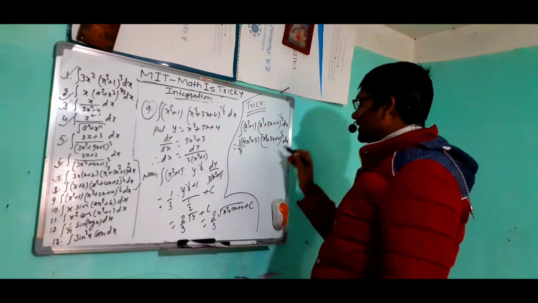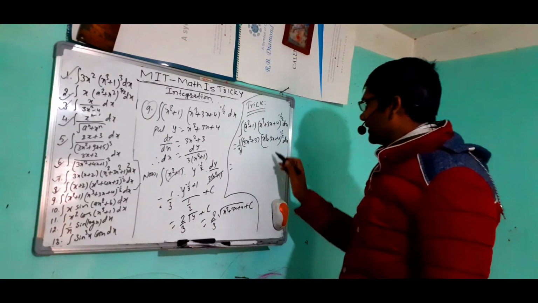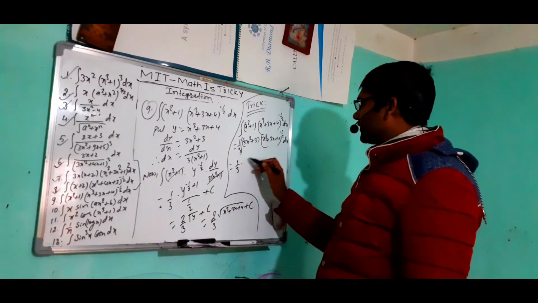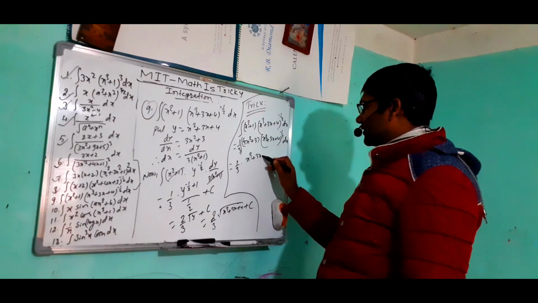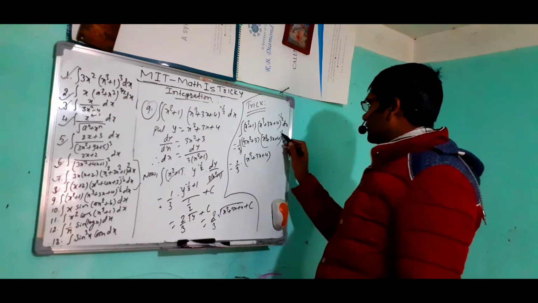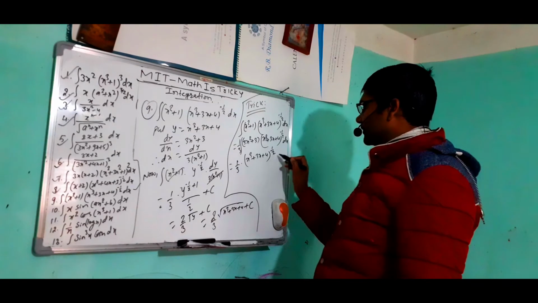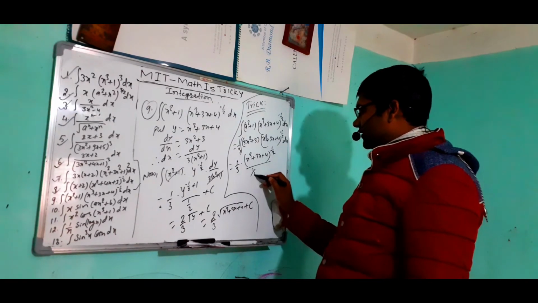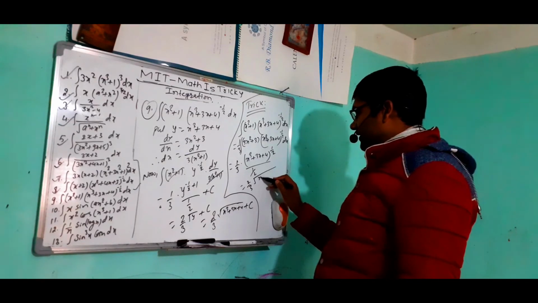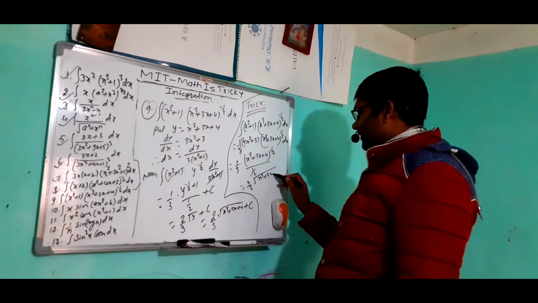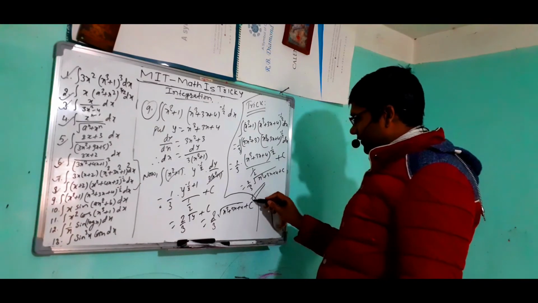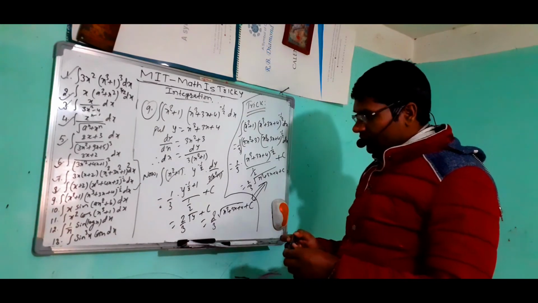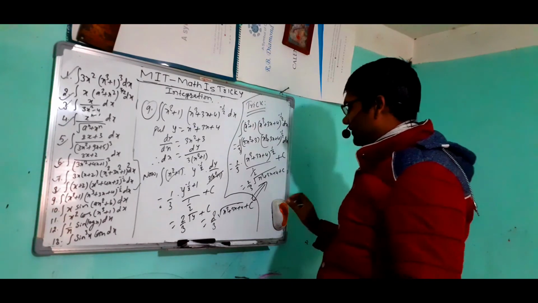Once the derivative is there, now we can use the power rule. So 1 by 3, and by the power rule we'll be getting (x cube plus 3x plus 4) power minus 1 by 2 plus 1, which is 1 by 2, and then 1 by 2 is here, so we'll be getting 2 by 3 square root of x cube plus 3x plus 4 plus c. This is our answer. Check that. By both methods we have the same answer.